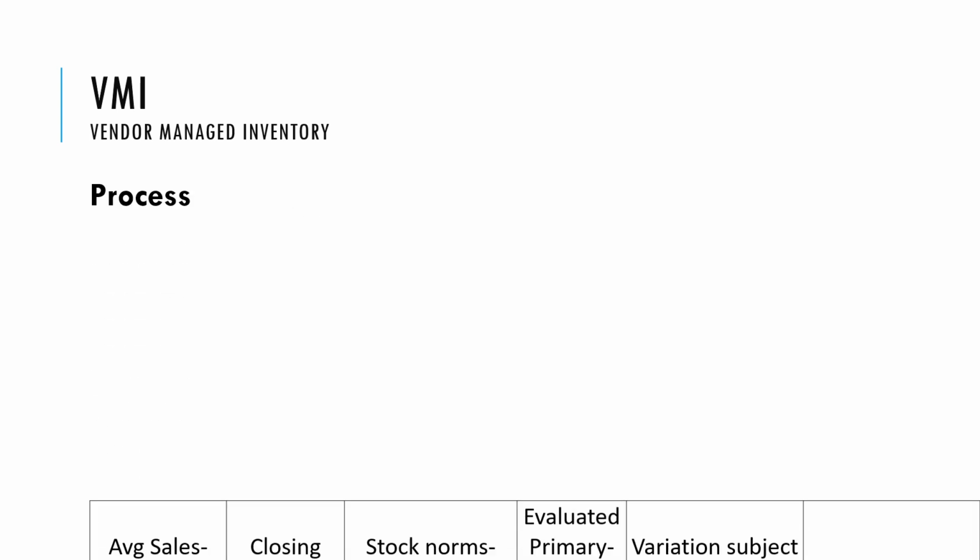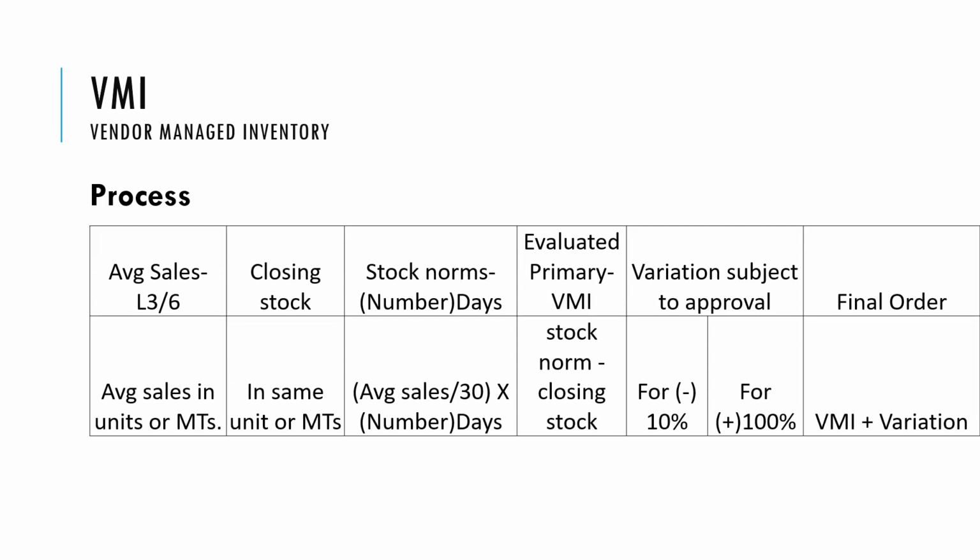So here is a simple formula to understand VMI. The first thing you need to know is the average last 3 month or 6 month sale. Either it could be in units or it could be in metric tons, whatever measurement you want to take, but make it standardized. Then you should know the closing stock, again in the same unit or metric ton. Then we will fix the stock norms or the number of days. So the formula for number of days is the average sales, which we derive from the last 3 or 6 months sale, divided by 30, which is per day sale, multiplied by the number of days you want to keep.